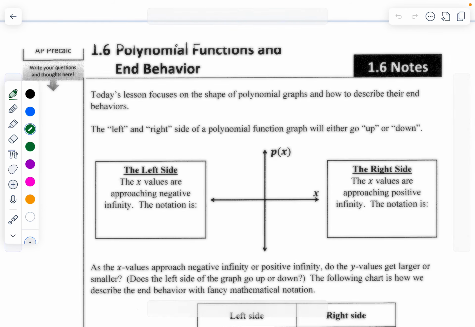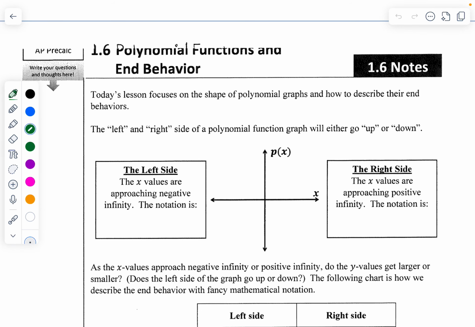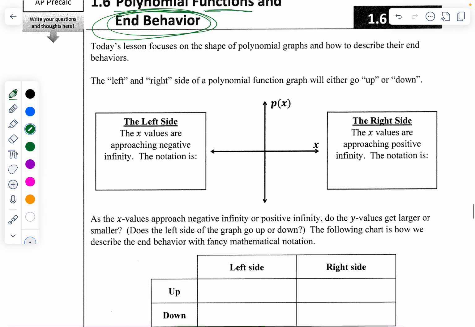Hey everybody, let's wrap up our Unit 1 together. We're talking about polynomial functions, and we're going to be re-reviewing end behavior. We're taking a deeper dive into what it means to have end behavior and how to describe it mathematically. So here we go.